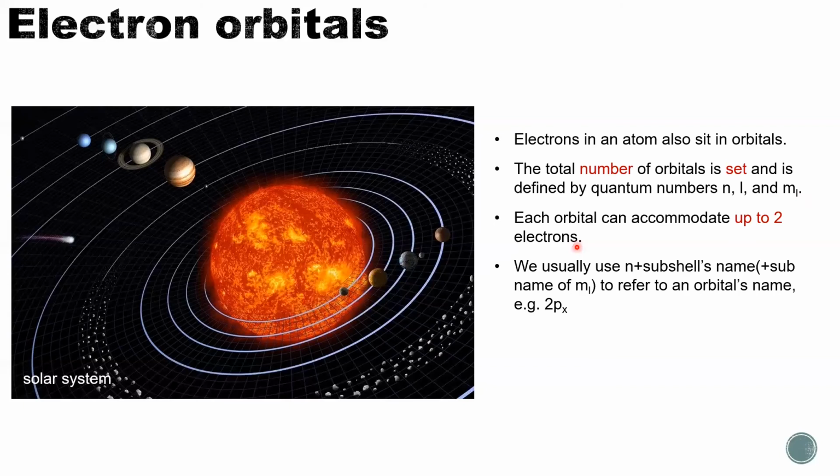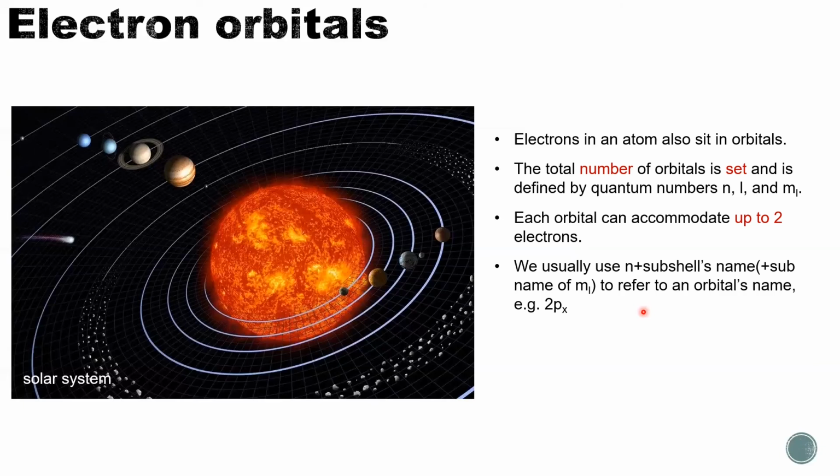Altogether, we can use a symbol to refer to an orbital's name. For example, 2px. That 2 refers to the principal quantum number 2, p refers to the p subshell, or l equals 1, and x refers to m sub l, the magnetic quantum number. Okay, so let's take a look at a more accurate model, to understand n, l, and m sub l in hydrogen or other atoms.